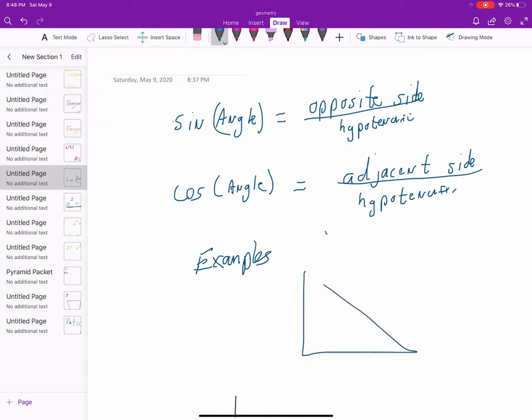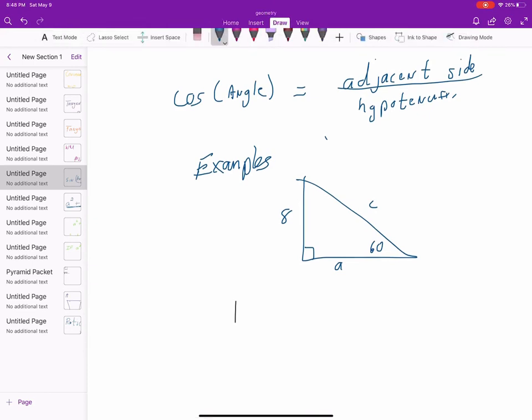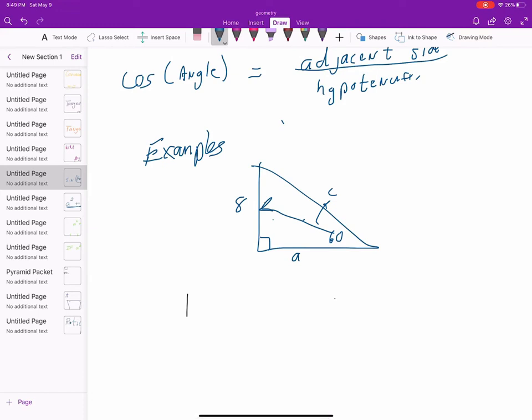So let's do this. Here's our right angle. I'm going to put an angle here, and we'll call this 60. And we'll put a side right there, 8. Now we want to try to find both A and C. Let's go ahead and find C. I have the side that's opposite, and I want to find the hypotenuse. So opposite is the side I know, hypotenuse is what I'm trying to find. That's going to be sine.